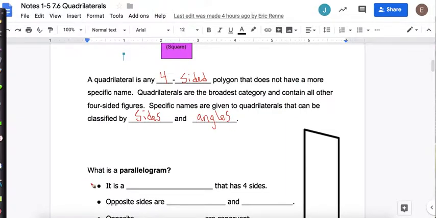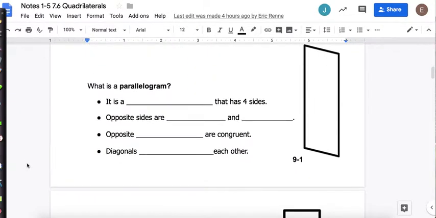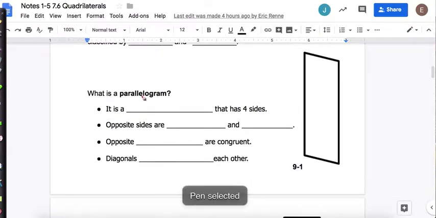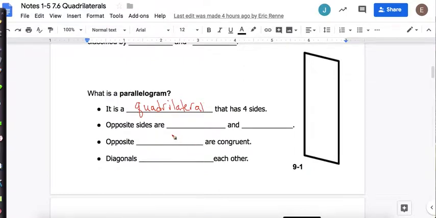So now we're going to look at a parallelogram, and I'm going to go over some terms that you need to know as far as for the markings. So what is a parallelogram? It is a quadrilateral that has four sides. Opposite sides are parallel and congruent.